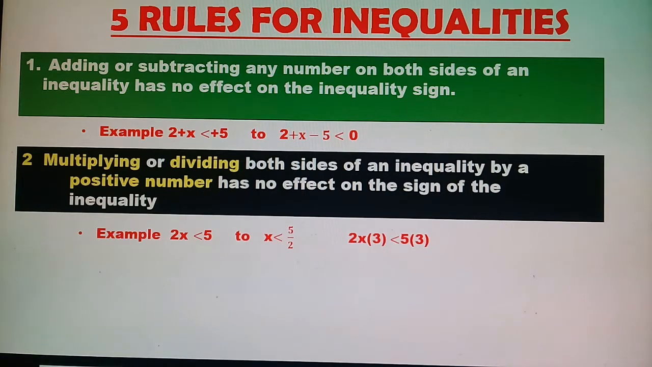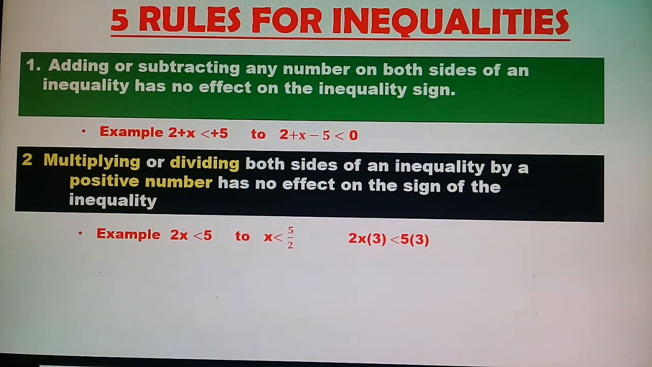I have multiplied on both sides by what? By 3 on both sides, and this has got no effect on the inequality sign. That is rule number 2. If you multiply or divide by a positive number, it has got no effect on the inequality sign. Okay, let's look at rule number 3 now.